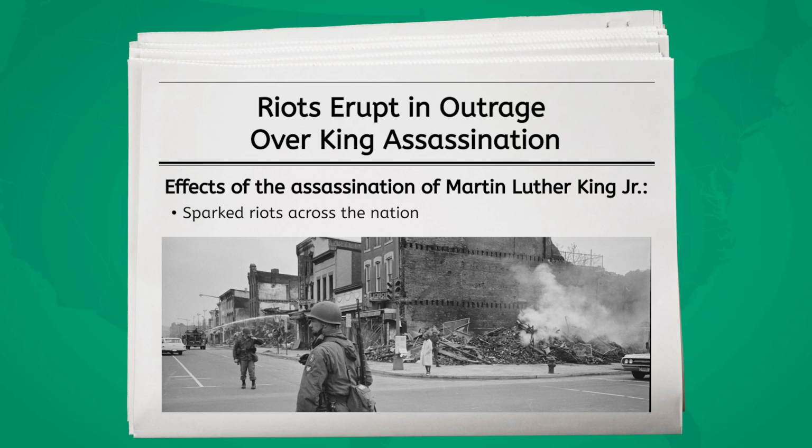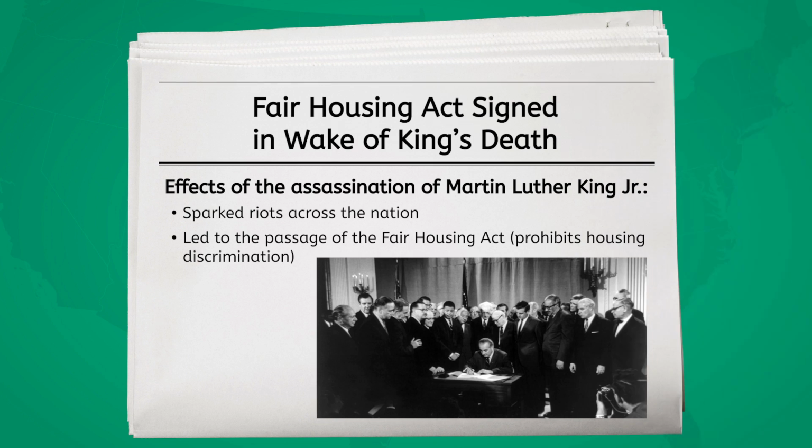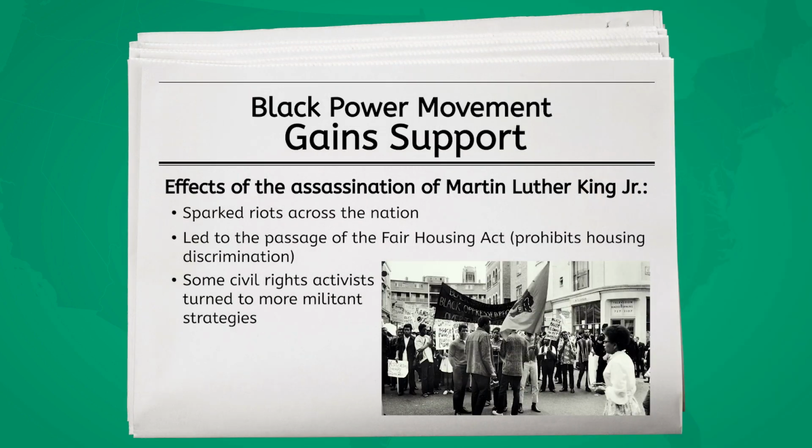Shock and anger over King's assassination sparked riots across the nation. To try to calm the outrage, President Johnson signed the Fair Housing Act, which prohibits housing discrimination, such as refusing to sell or rent to people based on their race or ethnicity. This act was something King advocated for in his final years. King's assassination caused many activists to question the effectiveness of nonviolence, leading some to turn to more militant strategies.